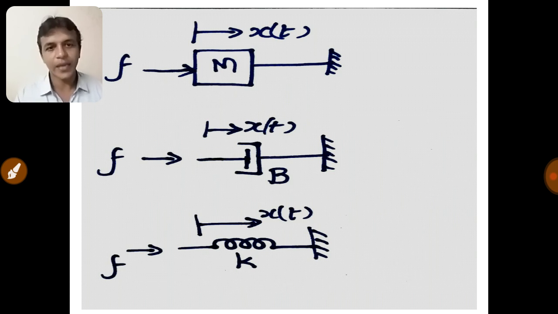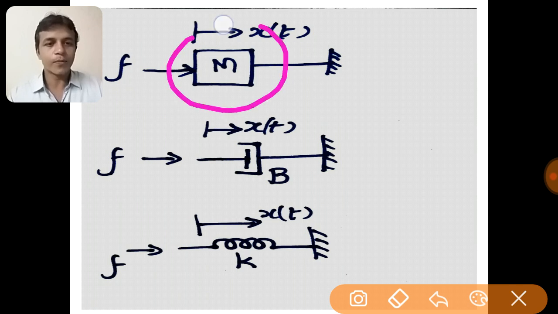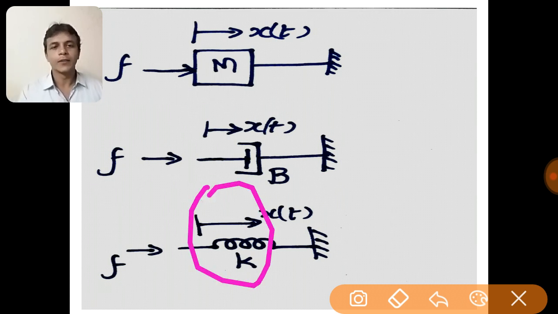The elements involved in a mechanical translational system are three: mass, dashpot and spring. This is the symbolic representation of mass, this one is for dashpot, and this is for spring. Now we shall talk about mass.